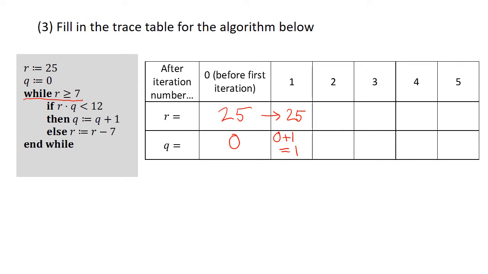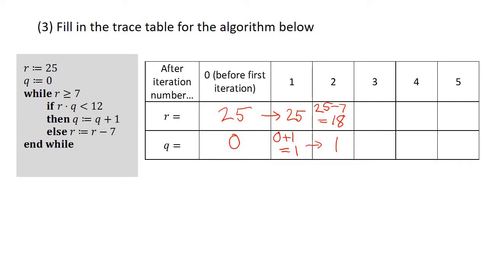So we check the while condition again. R is 25, which is still greater than or equal to 7, so we will do the loop. And now we check, is R times Q less than 12? Currently R times Q is 25, which is not less than 12. So this time we're going to do the else condition. We're going to do R equals R minus 7. So this is going to become 25 minus 7, which is 18. And nothing happens to Q, so Q is just going to stay 1.